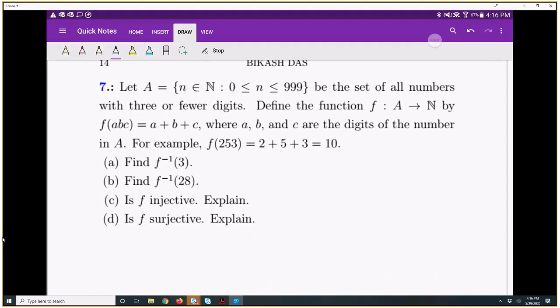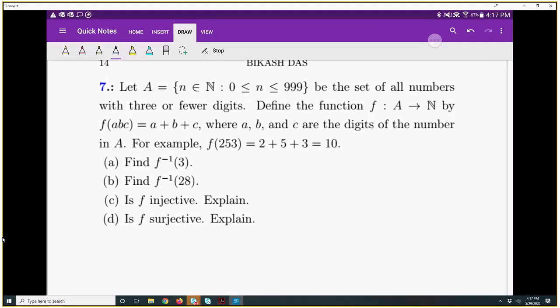The next exercise says let A be the set of elements in the natural numbers from 0 to 999 inclusive. So that is all of the numbers with 3 or fewer digits, and we're going to define a function from this set A into the natural numbers by f of a 3-digit number is going to be the sum of the digits. And it gives you the example here. If the number we chose was 253, then 2 plus 5 plus 3 would be 10.